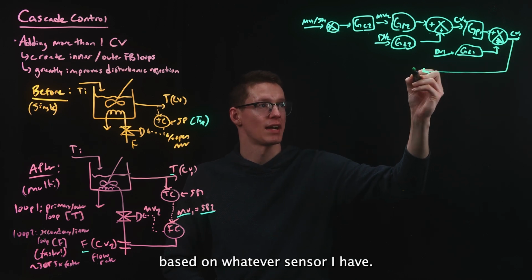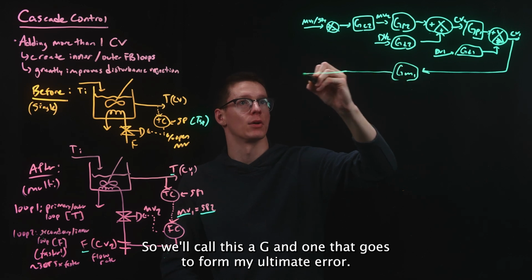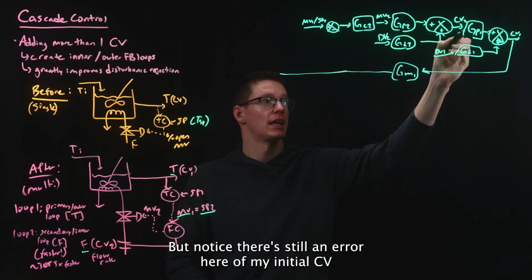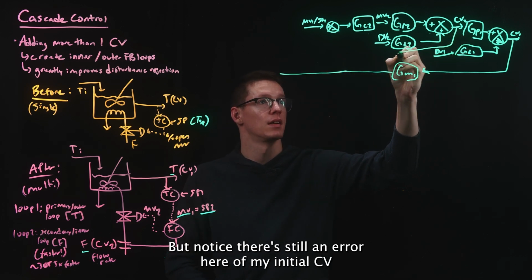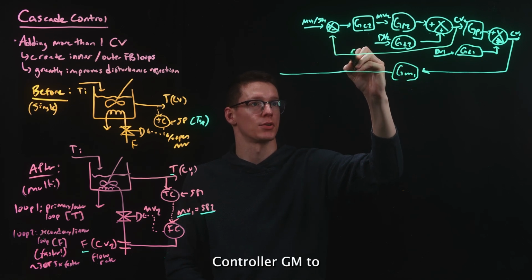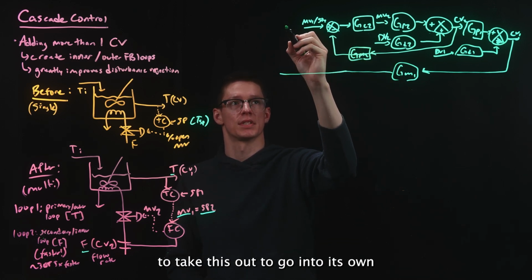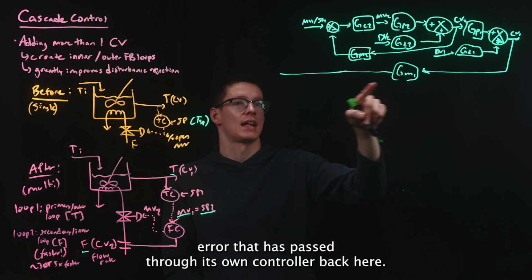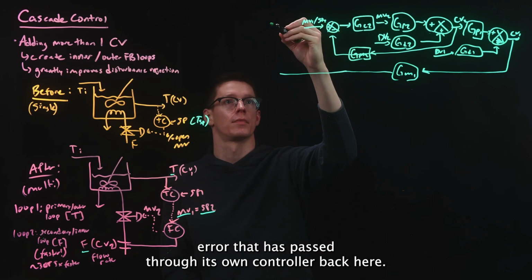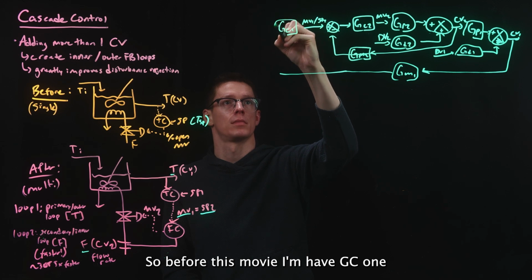based on whatever sensor I have. So we'll call this a GM1 that goes to form my ultimate error. But notice there's still an error here of my initial CV that needs to go back. So that's going to go through its own process controller, GM2. And then I'm going to take this out to go into its own error that has to pass through its own controller back here. So before this MV, I'm going to have GC1.